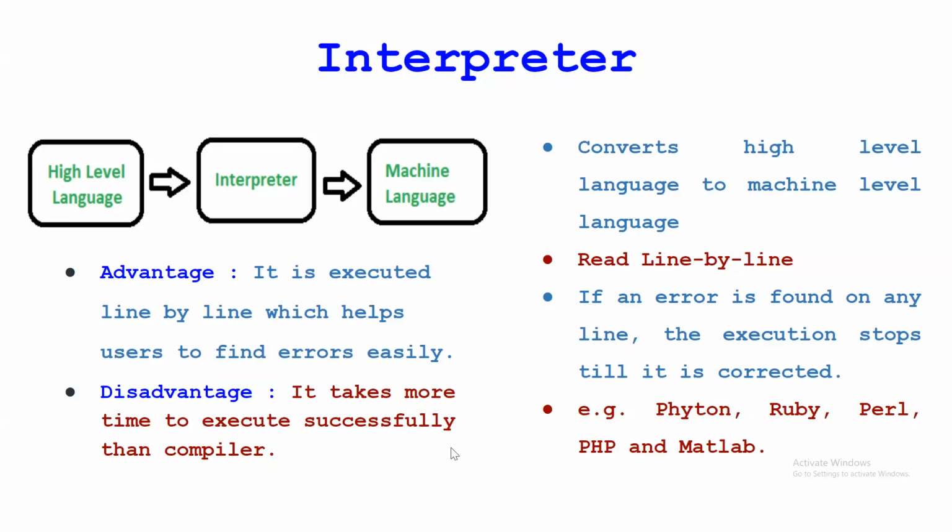Getting this? So the examples are the languages which use an interpreter: Python, Ruby, Perl, PHP, and MATLAB. So these are the languages which use the interpreter. And as I said, the advantage is what? It is executed line by line, which helps the user to find errors easily, because it reads line by line, so it becomes very easy to find the error. And the disadvantage, as I already told, is that it takes more time to execute successfully than a compiler, right? So this is the interpreter.